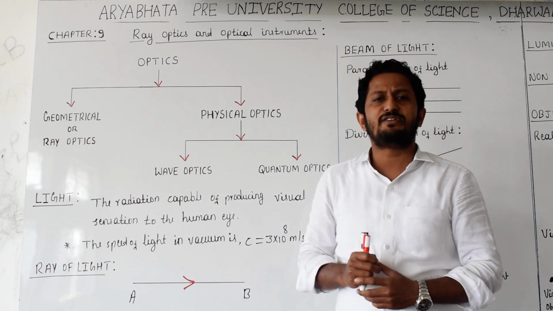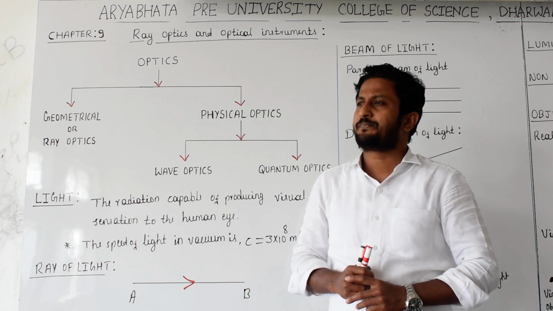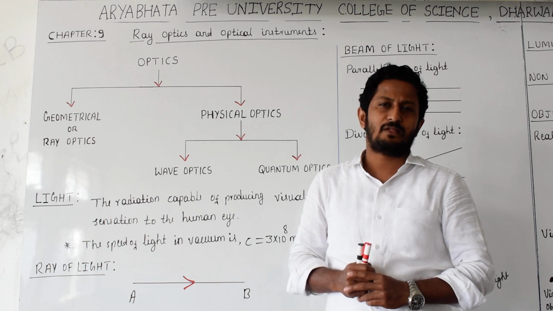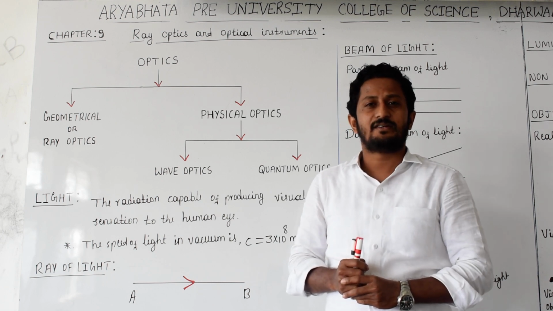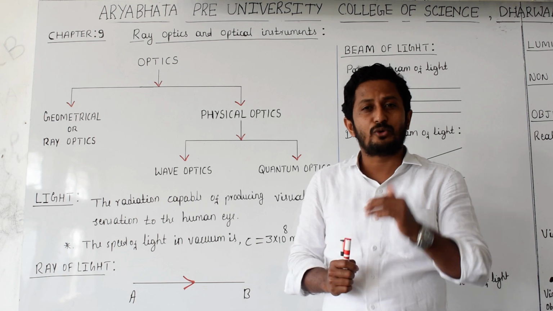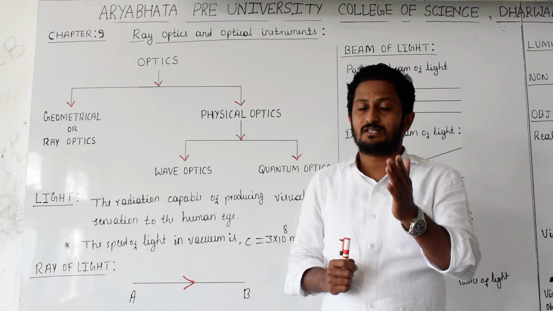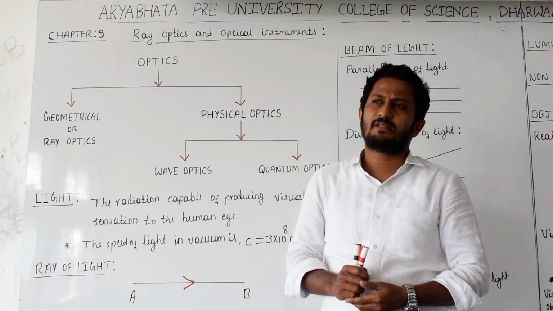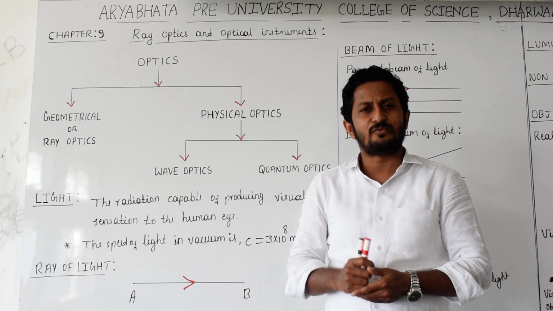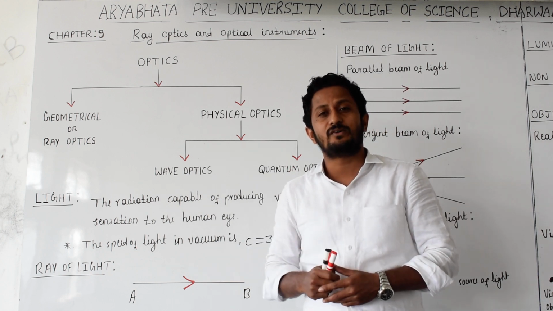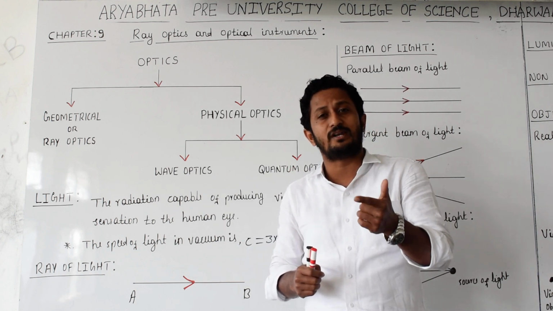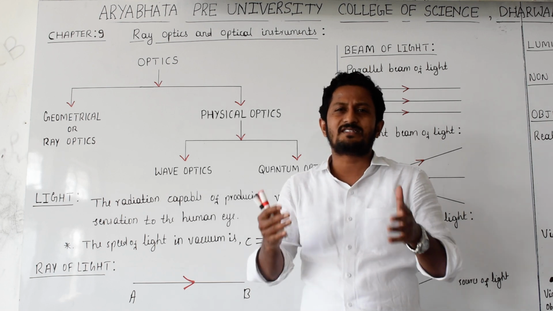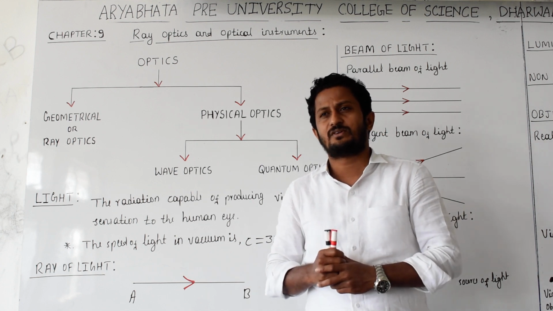There is one more definition for light. Light is a radiation, or an energy, which is capable of producing visual sensation to the human eye. The radiation which is capable of producing visual sensation to the human eye is called light. What is this definition telling us? See here.